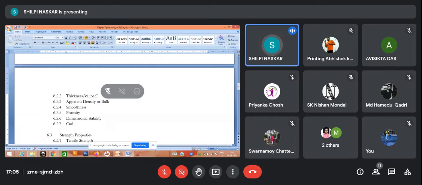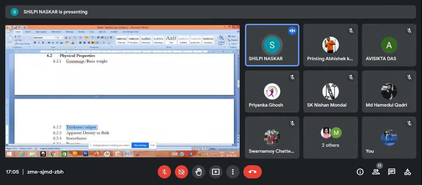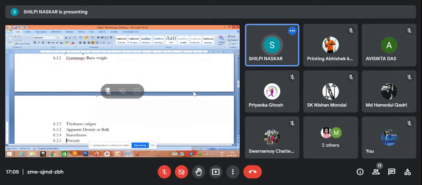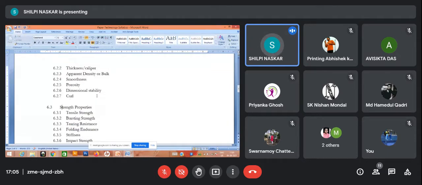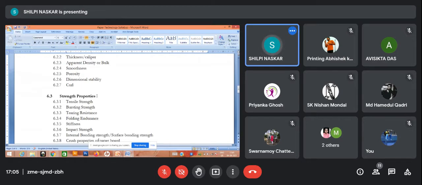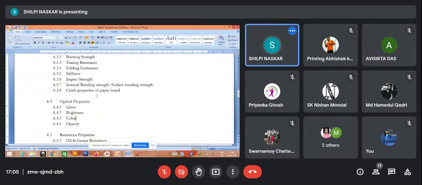So other than paper manufacturing, raw material and different surface treatment, you need to learn the properties in good extension. Grammage, then thickness, apparent density, smoothness, porosity, dimensional stability. Each and every property has a certain testing procedure with its pros and cons, advantages and disadvantages. Then strength property: under strength property you need to learn tensile strength, bursting, tearing resistance, folding, etc. Optical property: gloss, brightness, color, opacity. Under resistance property: oil, grease.